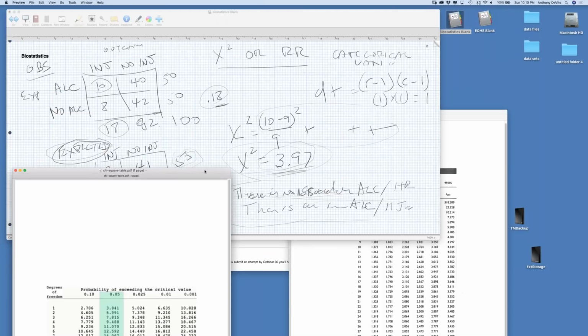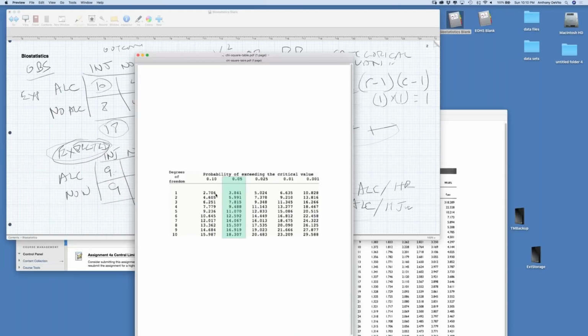So I'm going to bring this back up here. And for 1 degree of freedom, the critical value is 3.841.